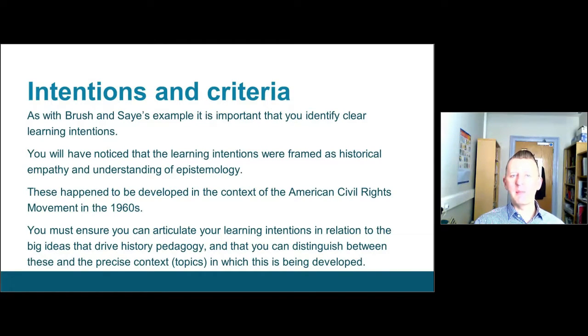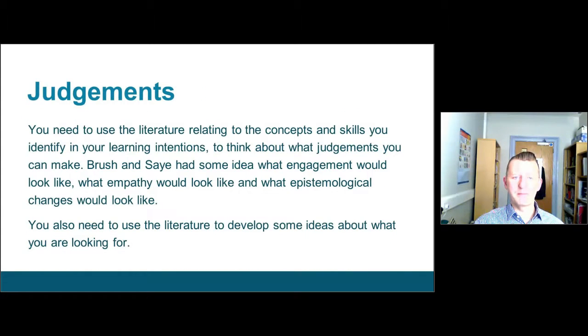So this is important to think about when you come to be very clear about your learning intentions, that we will have learning intentions which are articulated in relation to the big ideas that drive history pedagogy, and we can distinguish between those and the context in which they're being developed. And in this case, the context is the topic, the subject. So we need to then make some judgments. You need to use the broader history literature, especially from the long lectures that we started the course with, in order to identify the concepts and skills that you're going to identify in your learning intentions. And then you need to move on and think about what kind of judgments you can make.